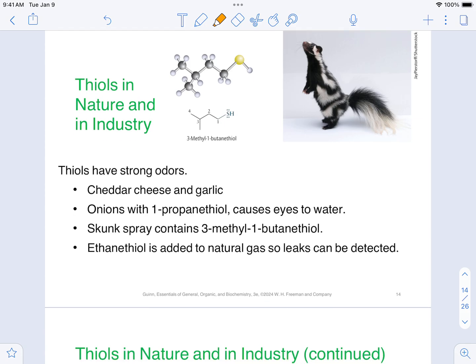In the real world, they have strong odors, so cheddar cheese, garlic, it looks like onions with 1 propane thiol causes your eyes to water. Skunk spray contains a thiol. Looks like ethane thiol is added to natural gas, so leaks can be detected. So that's pretty cool.